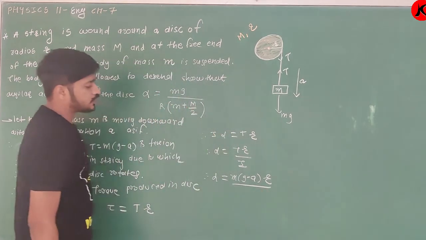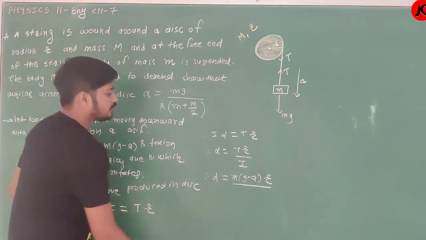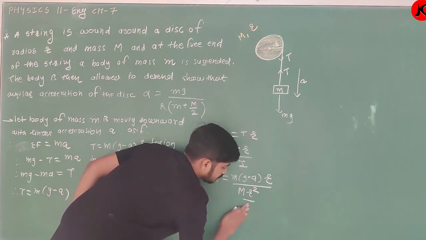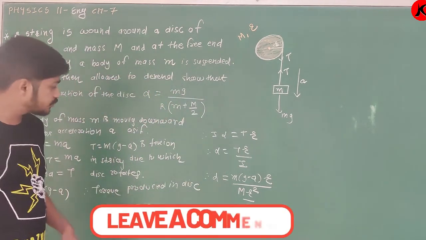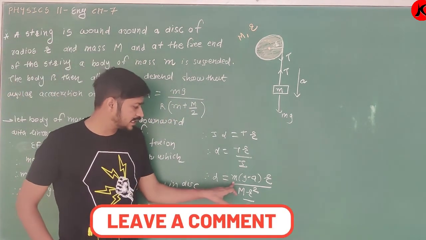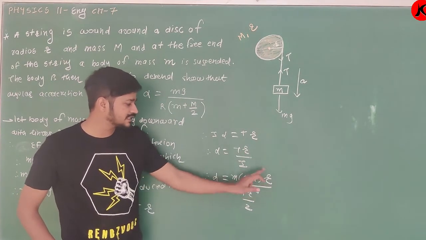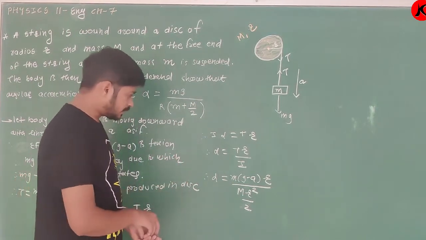I means moment of inertia, the moment of inertia of the disk. And what is the moment of inertia of a disk? It is mr square by 2. Simple? Yes. So alpha is equal to m(g minus a) r divided by I. First of all, put the value of T and r as it is, then put the value of I. Clear about this? So see what happens.